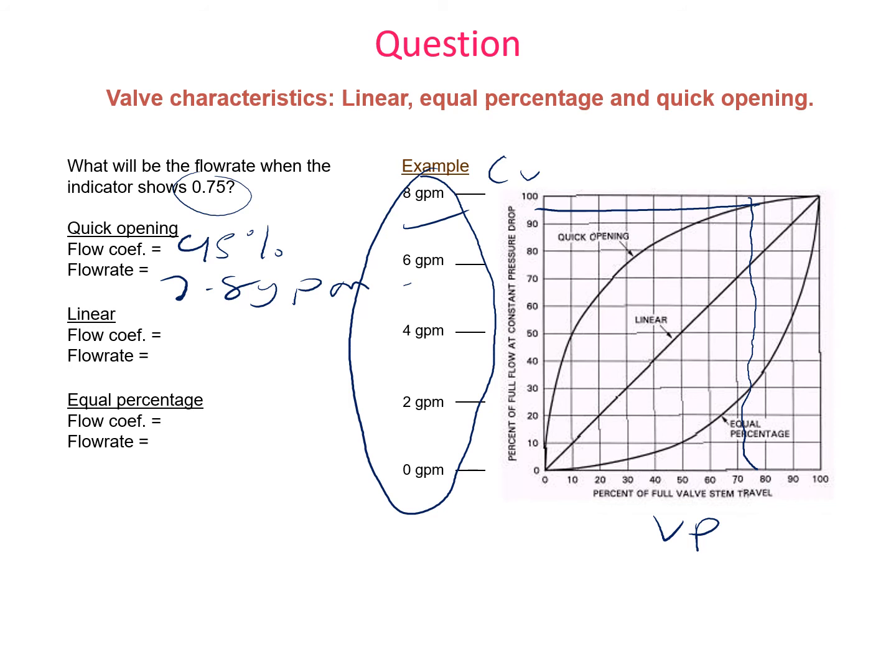For the linear, like what I said before, the valve position should be directly proportional to the flow coefficient. That means the flow coefficient will be 75%. So you may drag the line, and yes, you can get 75%, around 6 gallons per minute. For the equal percentage, slightly here, the flow coefficient is 30%. The flow rate is around 2.3 gallons per minute.